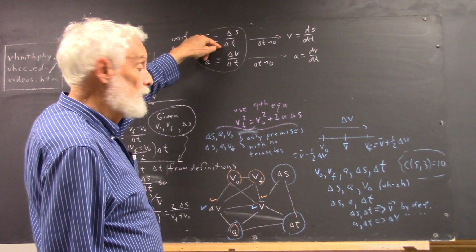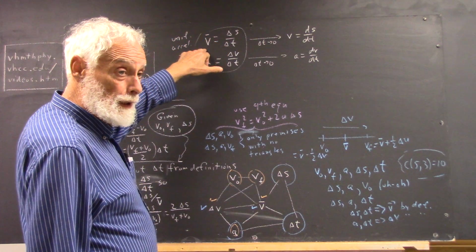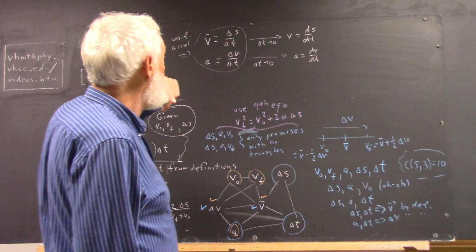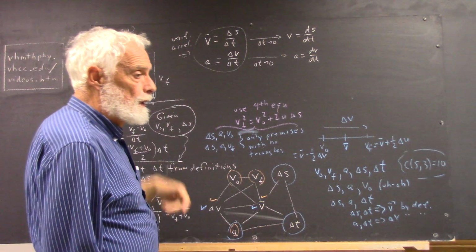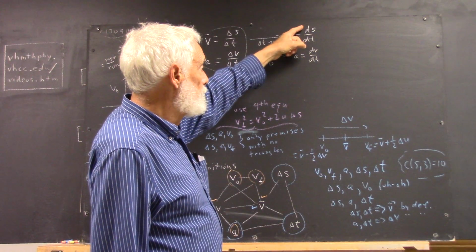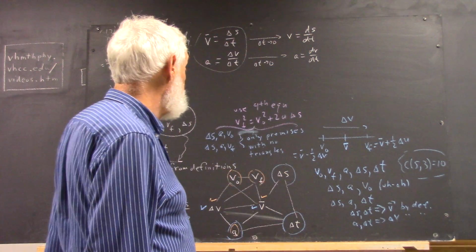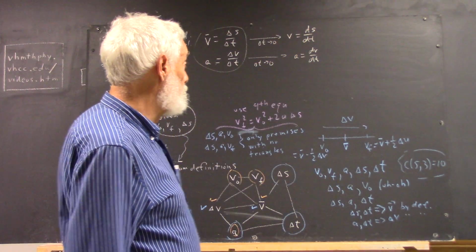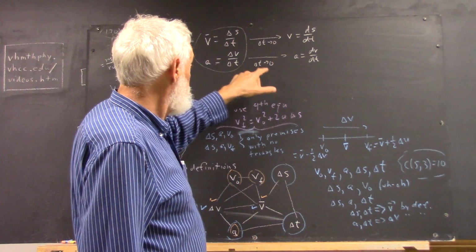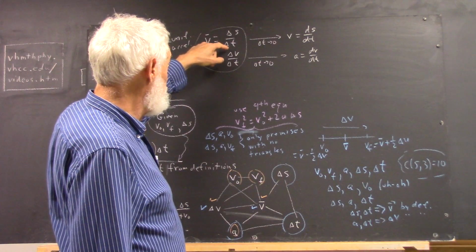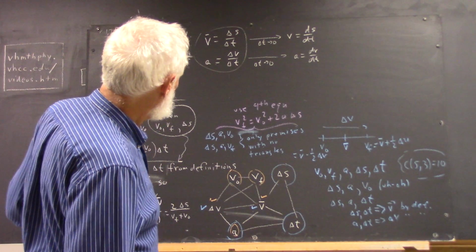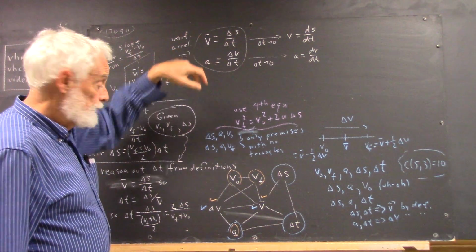V bar equals delta S over delta T. That means average velocity is the displacement divided by the time interval, which is just the uniform acceleration form of the idea that the velocity is a derivative of position. Okay, velocity function is a derivative of the position function. As delta T goes to 0, this becomes this. As delta T goes to 0, this acceleration equals delta V over delta T becomes acceleration equals dV over dt. So for uniform acceleration, we have these.